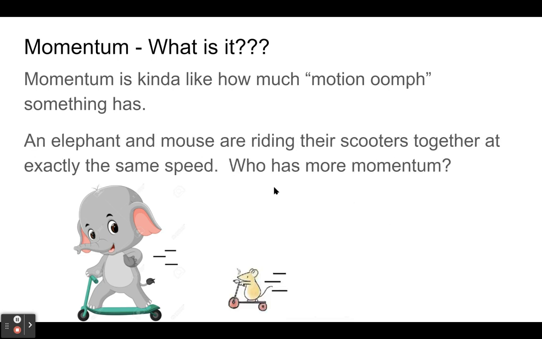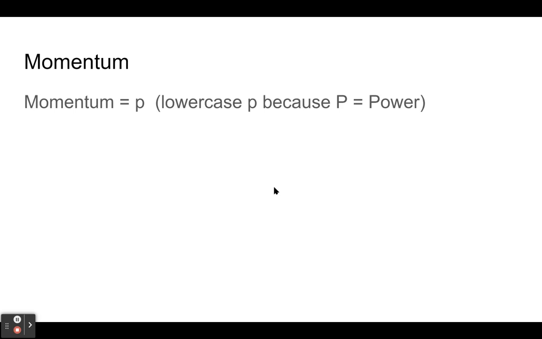But if I think about it in terms of two different things, I have an elephant going a certain speed and a mouse going the same speed. Who has more momentum now? The elephant, because it has more mass. So if I want more momentum, it could be because there's more mass, or more velocity, or both. Momentum is lowercase p. To calculate momentum, it's just your mass times velocity. Written as an equation, it's p equals m times v.